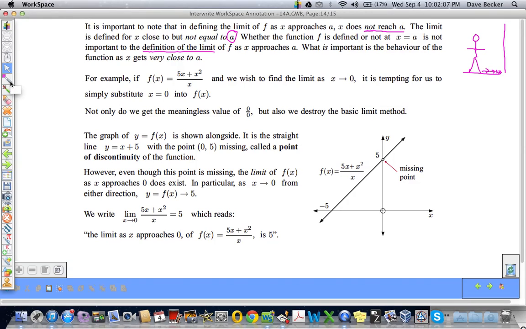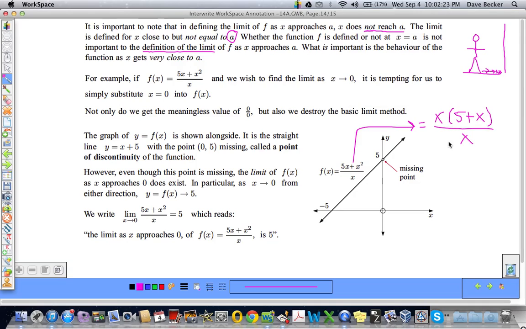Well, how in the world could it be undefined? Let's manipulate this algebraically a little bit. I think you'll agree that this is equal to x times 5 plus x, over x. What did I do? I factored out an x. And these cancel, and I'm left with 5 plus x. So this is the graph of the line y equals 5 plus x. It's just that the original function is undefined at 0.